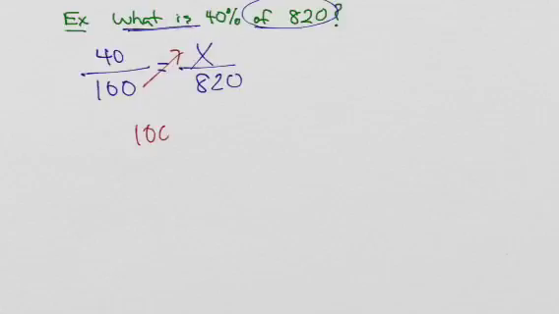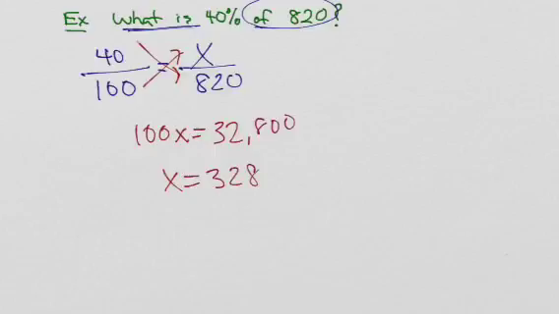Cross multiply 100 times x. Cross multiply 40 times 820. Again, I don't know that either, so calculators, 32,800, and then of course divide both numbers by 100, or drop 2 zeros off each number. So we're looking at 328. So that's what number is 40% of 820.